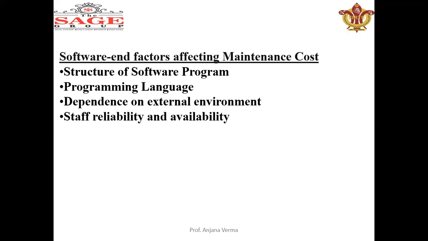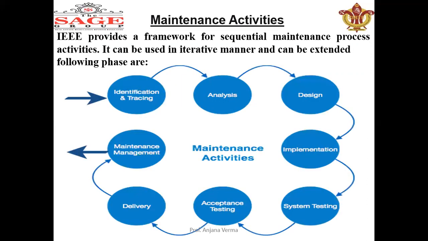Dependence on the external environment, if you have to change things, will also affect the maintenance cost. And staff should be reliable. If your staff is not reliable, they are not available at the time of correction and production, then it will also affect the maintenance cost.